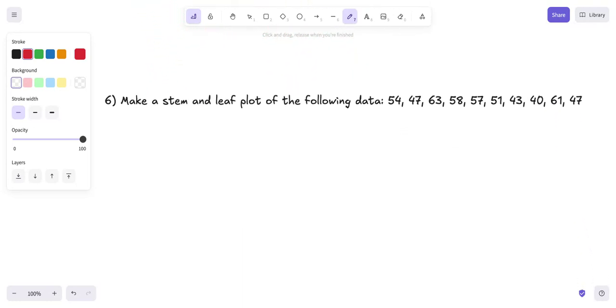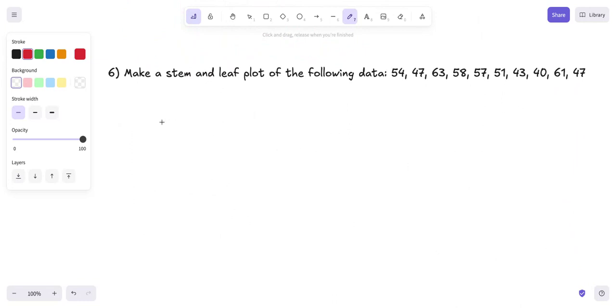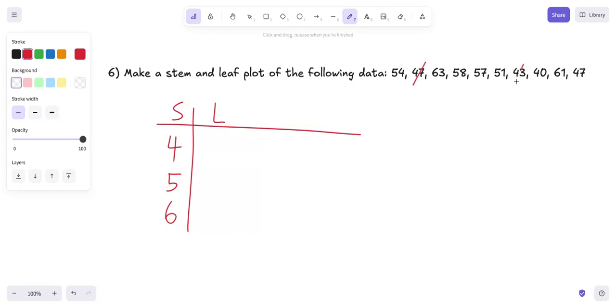Number 6, very similar. Make a stem and leaf with the following data. I'm looking, and my smallest number is 40, so my stem starts at 4. Do I have 50s? Yes. Do I have 60s? Yes. Do you have anything more than 60s? Does not look like it. Okay, so 40s. What numbers are my 40s? I have 47, 43, 40, and 47. So I have 4 numbers. The smallest one is 40, then 43, then 47, then 47.